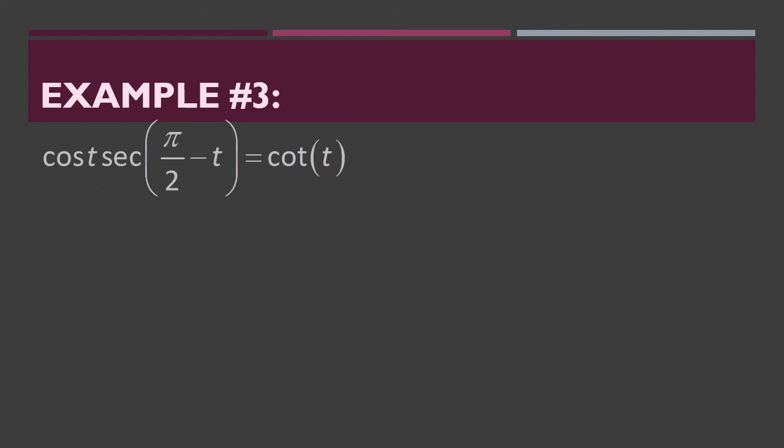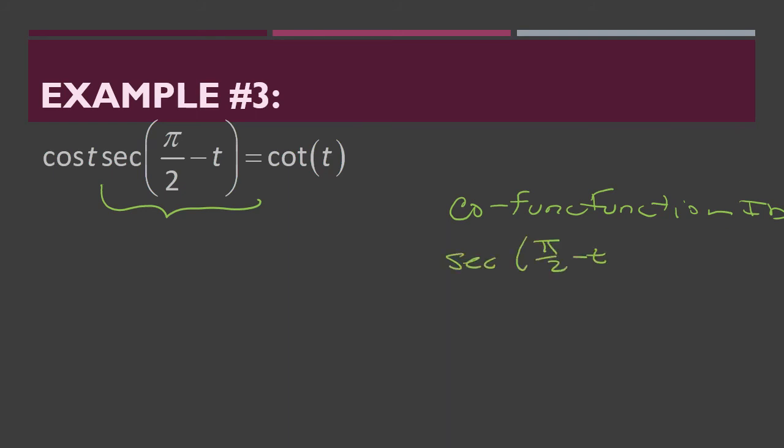So in this particular problem, I'm looking right here at this, and this just shouts cofunction identity. So if you look at your note card, you should have a cofunction identity that says something to the effect of the secant of pi halves minus t equals the cosecant of t. So the cosecant of an angle is equal to the secant of its complement. So I'm going to make that substitution real fast. So we have the cosine of t times the cosecant of t.